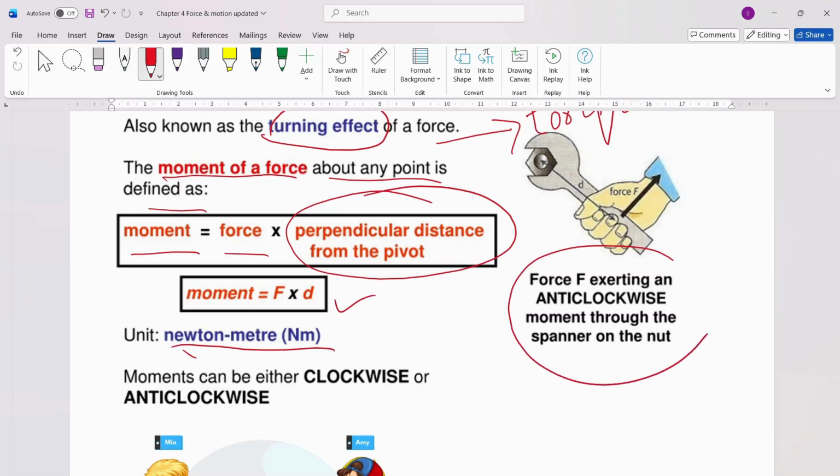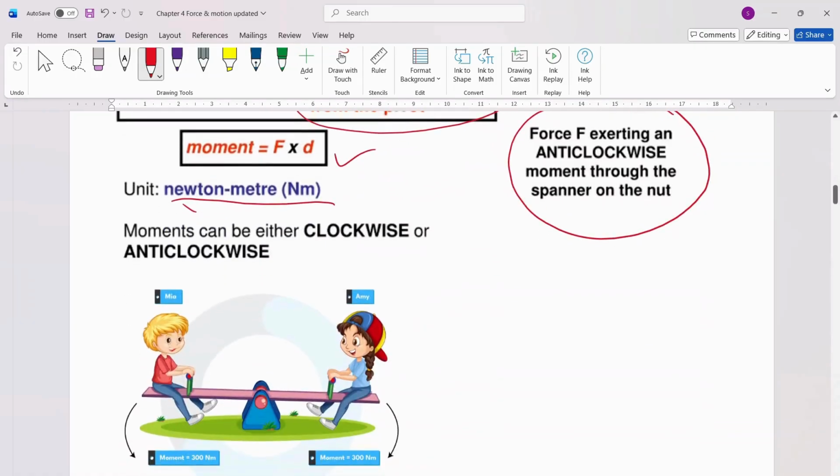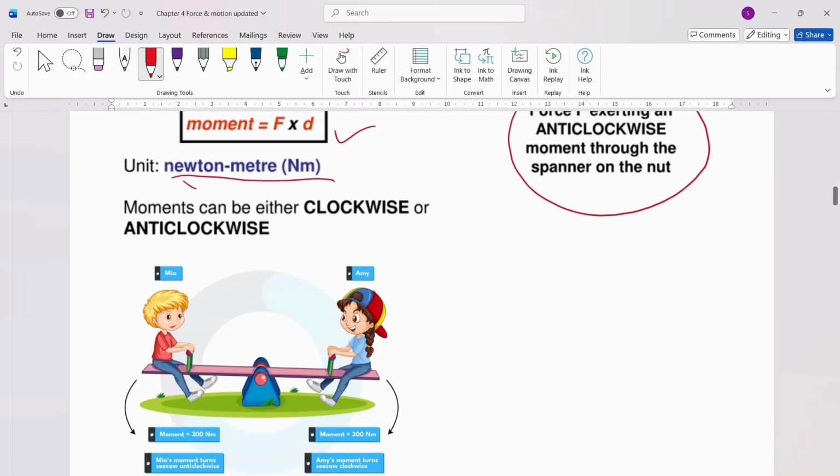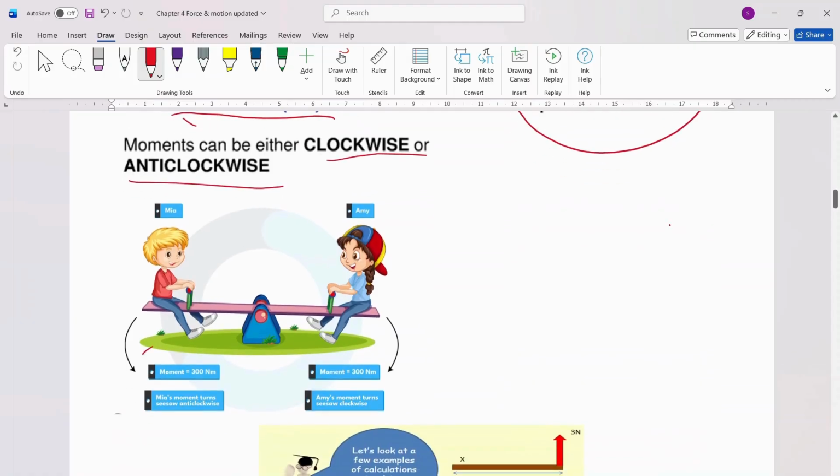Here we have the concept of clockwise and anti-clockwise moments as well. Force F exerts an anti-clockwise moment through the spanner on the nut in this image. Moments can be clockwise or anti-clockwise. Here, Mia's moment turns the seesaw anti-clockwise, whereas here, Amy's moment turns the seesaw clockwise.